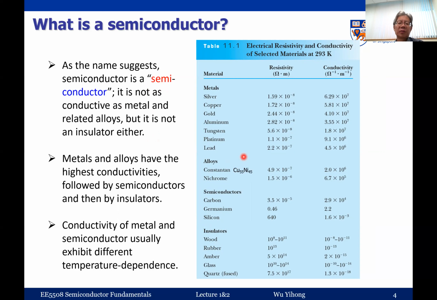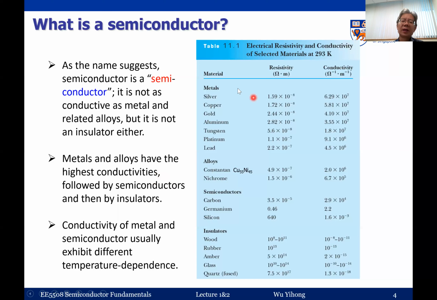But a semiconductor has a conductivity which depends strongly on the temperature. At low temperature, the conductivity is very low. It's just like an insulator. But at high temperature, it's quite conductive. Metal, on the other hand, is always conductive, no matter whether it's at low temperature or high temperature, right? In fact, at low temperature, it conducts electricity much better.